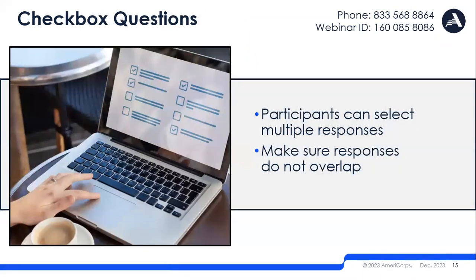Checkbox questions are similar to multiple choice, but in this case, participants can select more than one response. As with the multiple choice, you want to make sure that the responses do not overlap and that they're comprehensive. But in this case, you would have participants, for example, select all that apply.